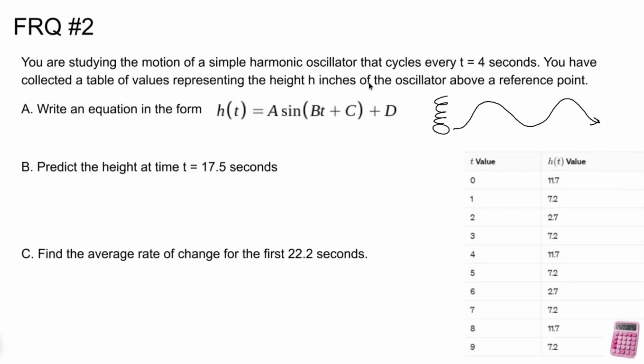Okay, you have collected a table of values representing the height h inches of the oscillator above a reference point. Write an equation in the form h of t equals a sine b times t plus c, all in parentheses, plus d. This is a calculator problem. So we're going to use sinusoidal regression in our calculator to help us figure this out. So let's go off to the side and see what happens when we do that.